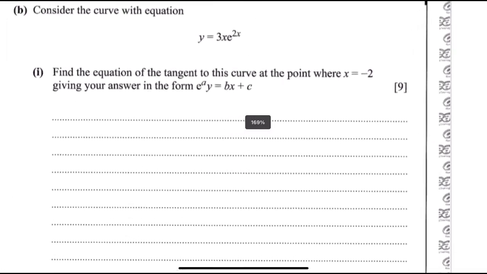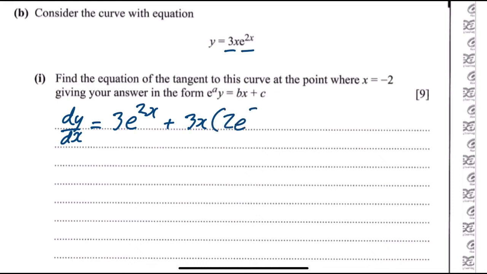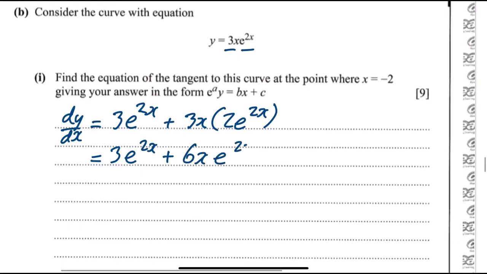It says, consider the curve with the equation y is equal to 3x upon e to the 2x. Find the equation of the tangent. If you see the word tangent, you know you're going to be doing dy by dx. So dy by dx first. Again, that's a product. You have 3x times e to the 2x. Differentiate the 3x first of all, you get 3. Then write down the e to the 2x. Then you've got the 3x, differentiate e to the 2x, you'll get 2e to the 2x, and then that becomes 3e to the 2x plus 6x e to the 2x.